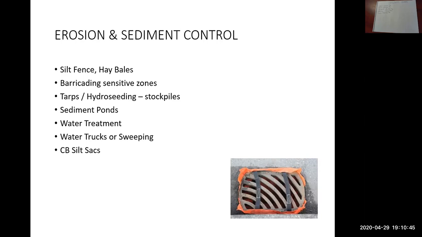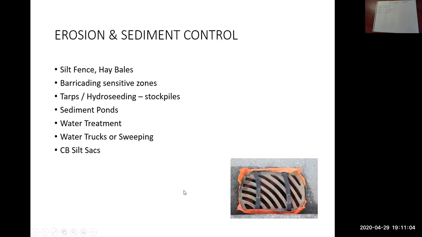The last one here, the CB silt sack. That's what this is here in the photo. This is the catch basin. There's the grate we can see. There would be a curb sitting right here. We can just see the edge of it. This orange thing is the actual silt sack. It has a couple of bands here to hold it in place.